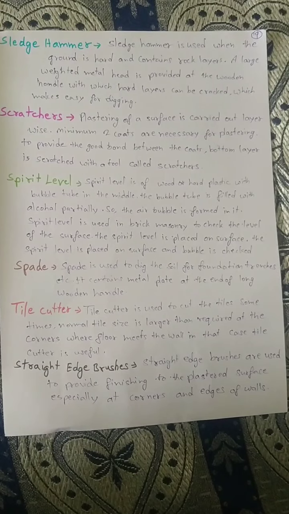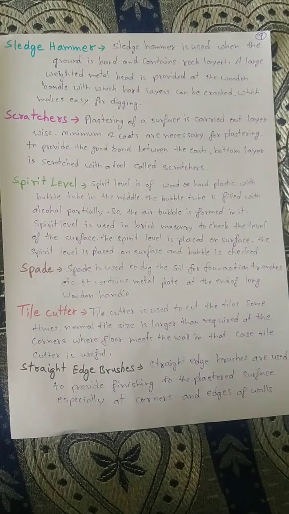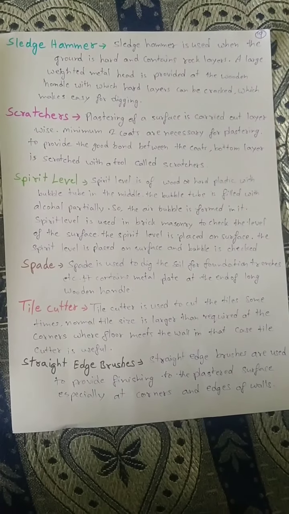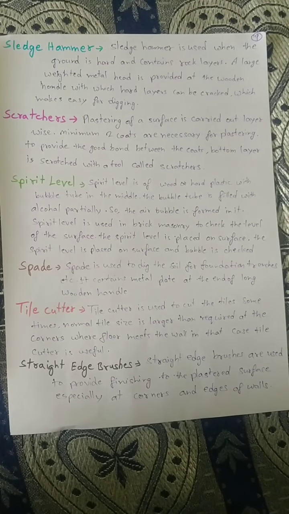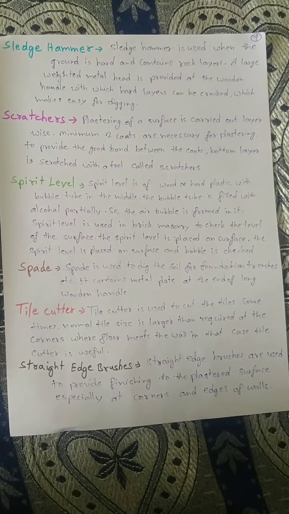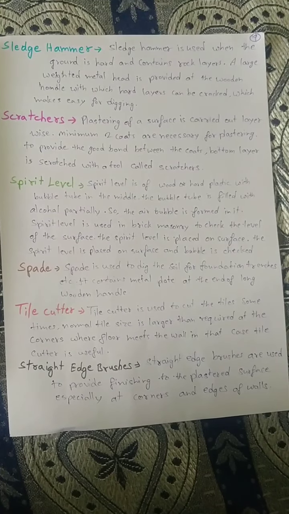Straight edge brushes. Straight edge brushes are used to provide finishing to the plastered surface, especially at corner and edge of walls.